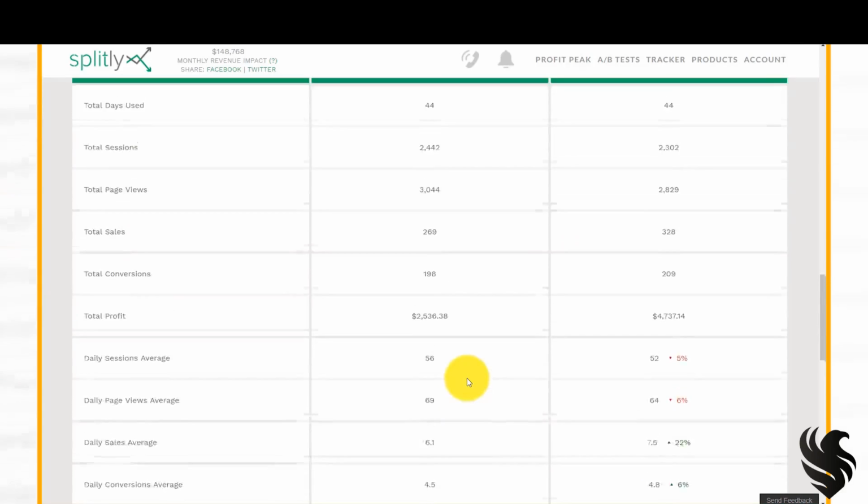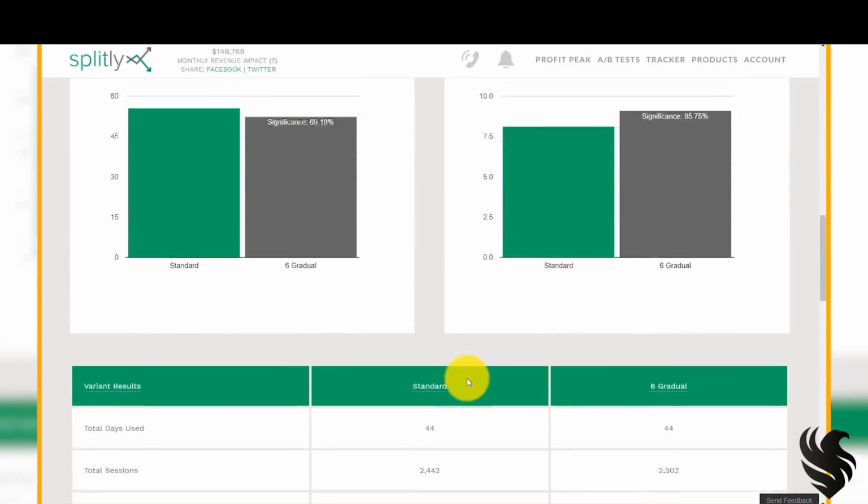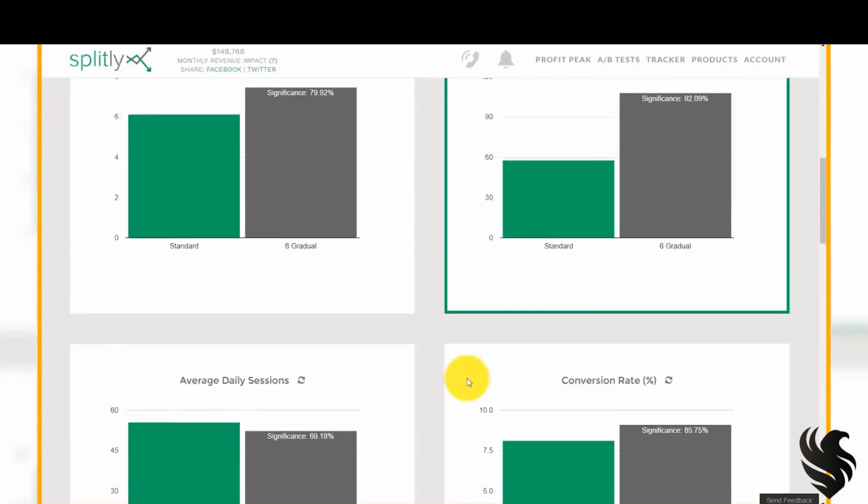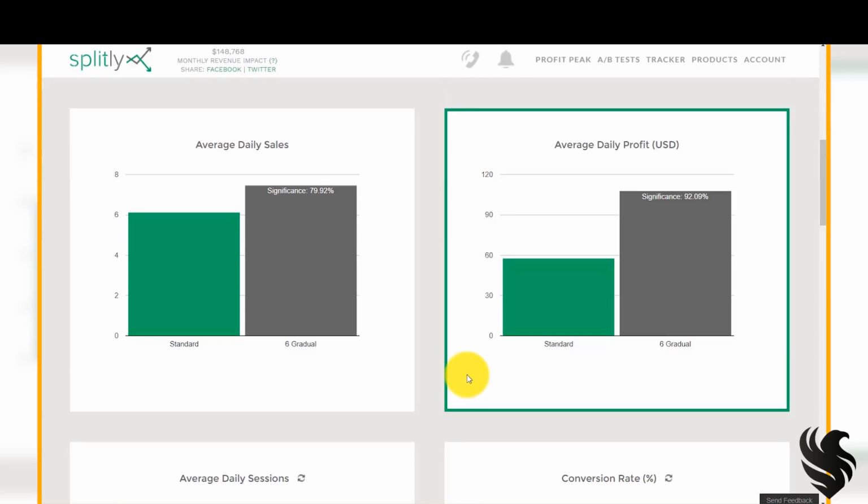So split testing is huge. I recommend that you're always split testing something on your product. Even though you may think that one is better than the other, whether it's a price, a picture, or a bullet point, the data, when it comes back, may prove you wrong. And according to Splitly, because I've been doing split tests on my account for so long, they estimate that I've made an extra $148,000 compared to if I never would have run any split tests.